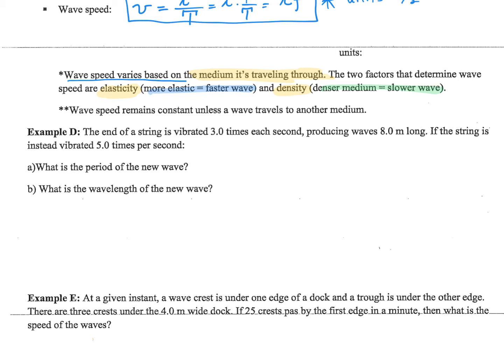All right. And then what's the second thing it says? Wave speed remains constant unless a wave travels to another medium. So if I went from a slinky to a string, it's going to be different, isn't it? The slinky may make big waves because it's very elastic and the string's not very elastic. So you're going to go from big waves to smaller waves. It'll still transfer, but it's going to transfer at a different speed because the characteristics of the material changed. It really makes sense if you think about it.